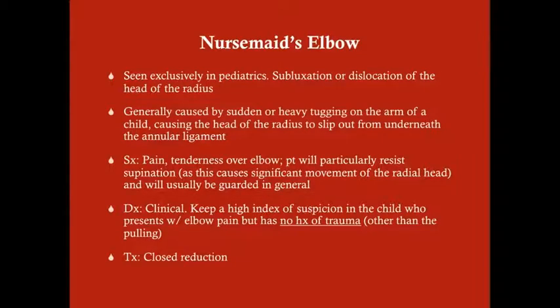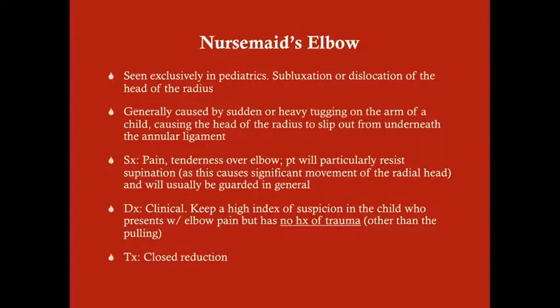And so we see this with children: if you have this sudden or heavy tugging on their arm, you can actually cause the head of the radius to come out of the annular ligament and slip out. So think about what would cause sudden or heavy tugging on the arm of a kid. Those are things that would usually happen to a kid. I mean, you're trying to pull the kid along. You may even be pulling their arm out of a jacket sleeve, something just as benign as that. These can actually cause this problem.